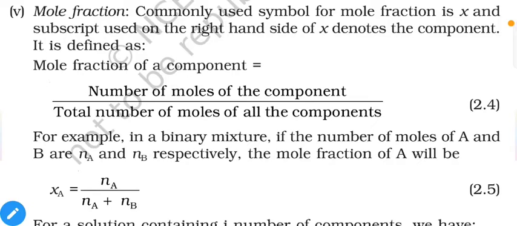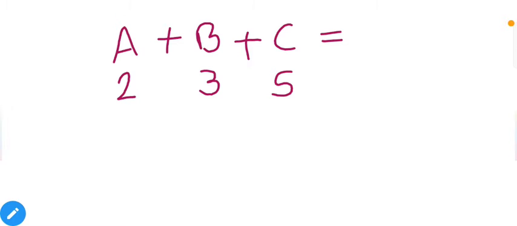That means suppose we have three different compounds, let's say A, B and C. These three are different compounds in a mixture or in solution. Let's say the number of moles of A is equal to 2, the number of moles of B is equal to 3, and the number of moles of C is equal to 5. So the total number of moles, that means A plus B plus C, is equal to 10.